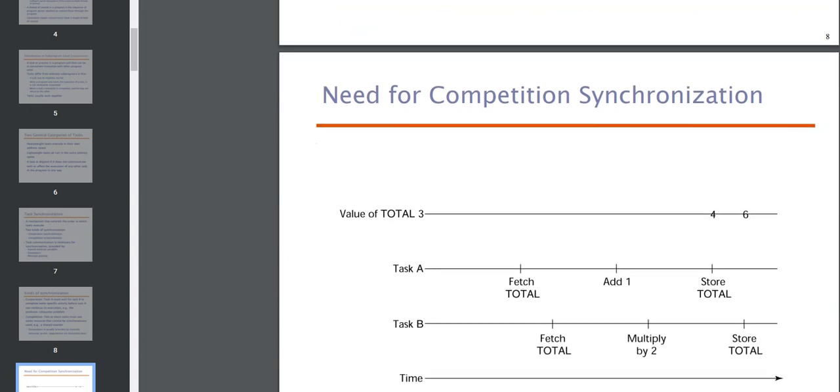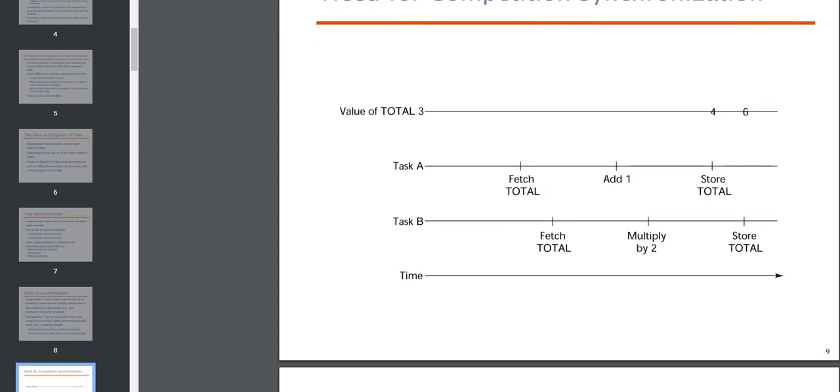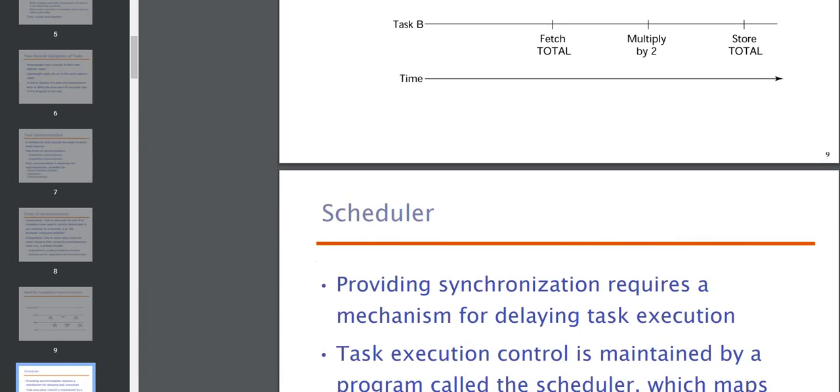Need for competition synchronization: you can see the value total is 3, with task A, task B, and task C. Each does fetch total, add one, store. You can see that at a time only one task uses the resource. Not all the tasks are using the resource at the same time.